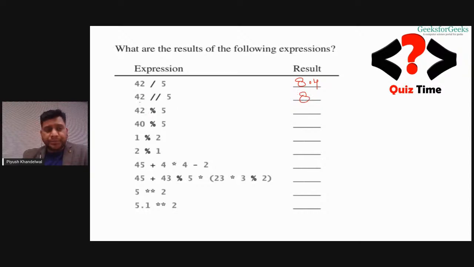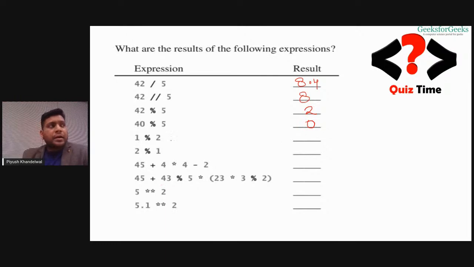I hope you're getting this. Then we have 42 mod 5. So 5 8s are 40, remainder is 2. So mod gives me the remainder. 42 mod 5 will give me 2. 40 mod 5: 5 8s are 40, remainder is 0. So 40 mod 5 will give me answer 0.